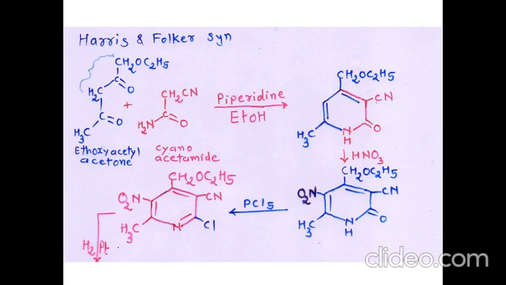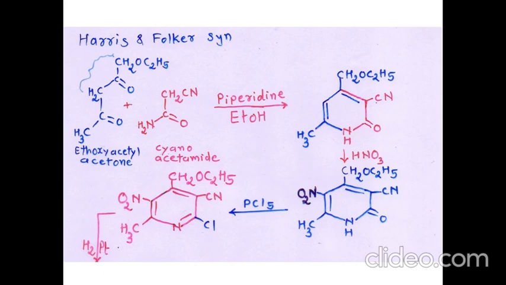Welcome back, friends. As we have seen, the structure of vitamin B6 was proved by various chemical evidences, and finally the synthesis is the proof for the preparation, the final structure of vitamin B6. So under the preparation or synthesis part, let us try to see some of the methods for the synthesis of vitamin B6. The first one is Harris and Folker's method, friends.